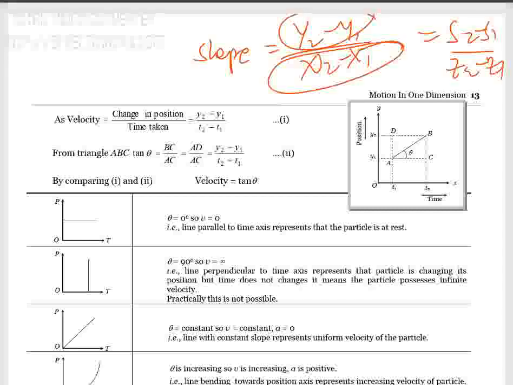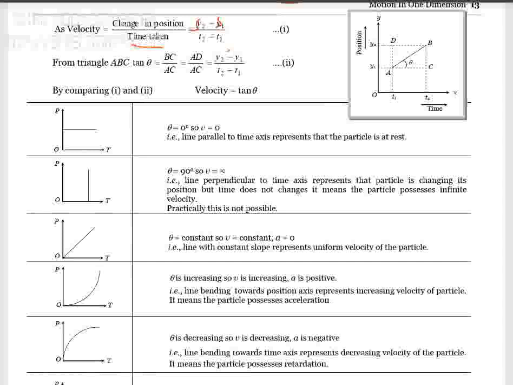Therefore, change in position divided by time taken, therefore y2 minus y1 over t2 minus t1, and y is replaced by s, s2 minus s1. Let us see the description of this displacement time graph.